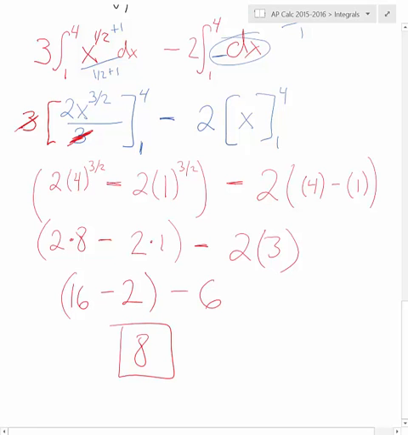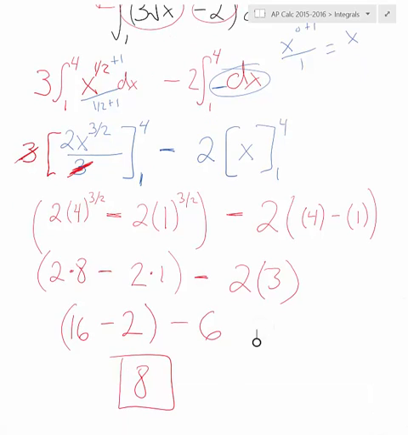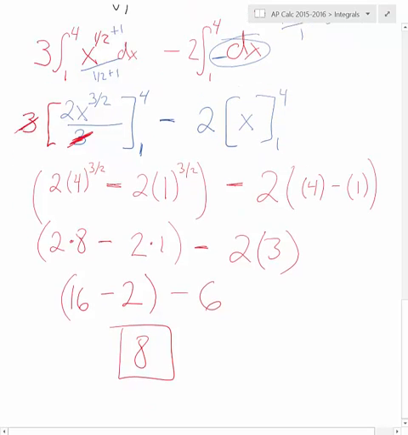Alternatively, some people don't actually split these up. They just do everything together. You can do that, but if you're interested in doing that, talk to me in class.